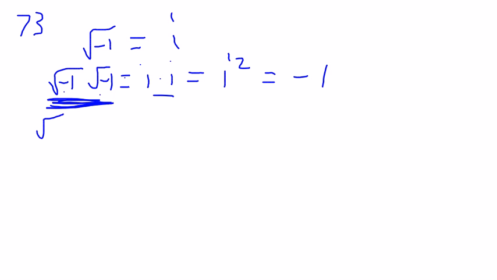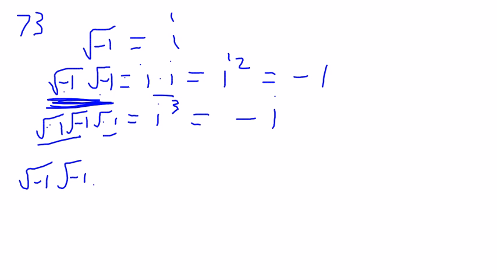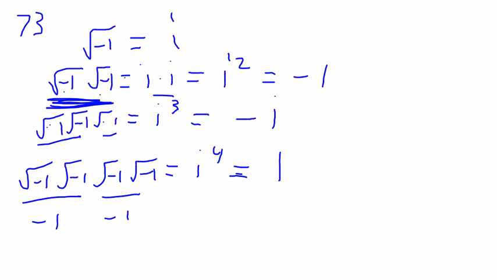So what if I have three of them? Square root of negative 1 times the square root of negative 1 times the square root of negative 1, or i to the third. Well, this would be negative 1 times i, or negative i. Lastly, I've got four square roots of negative 1, which is i to the fourth. What's i to the fourth? Well, here's negative 1, here's negative 1, so this must be 1.